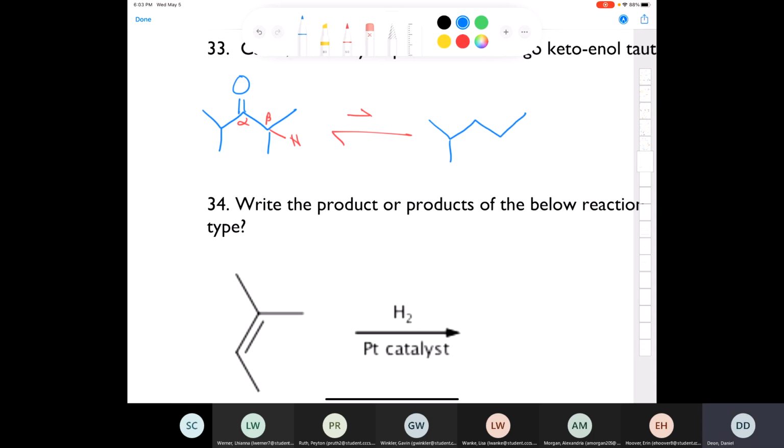However, I can rearrange the pi bond and have it here, and I can have that red hydrogen up here on the oxygen. And this is the enol, right? This is the ketone or keto form, and this is the enol. So keto-enol, and this process is called tautomerization.